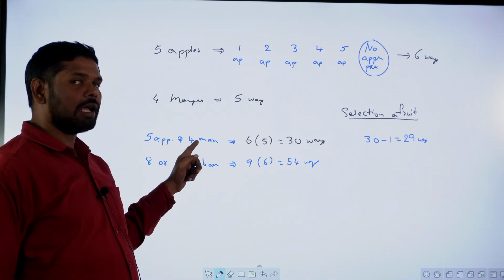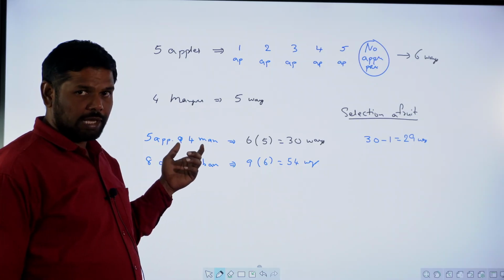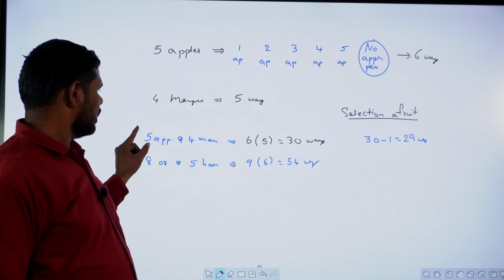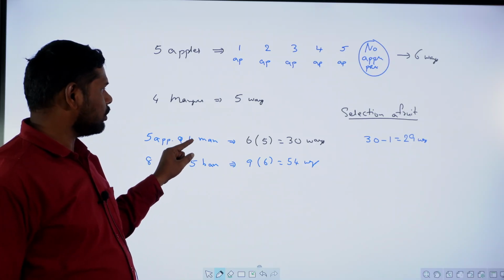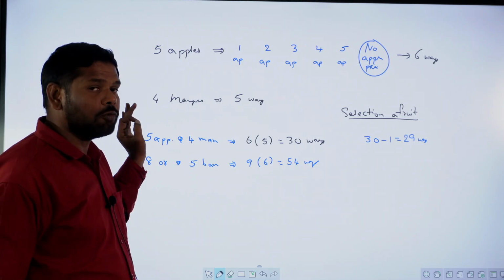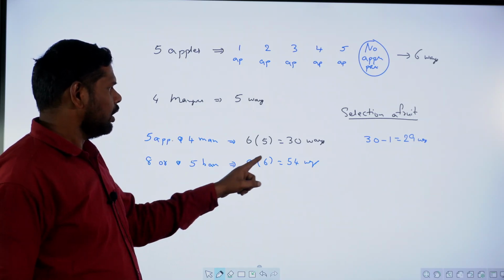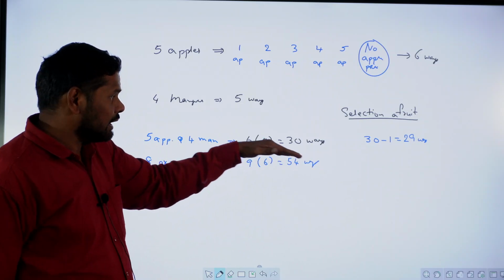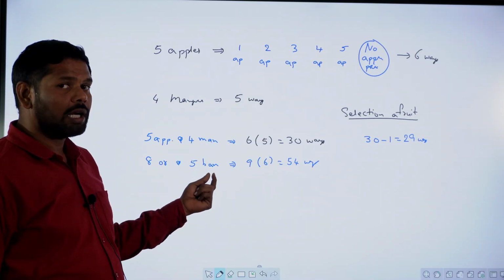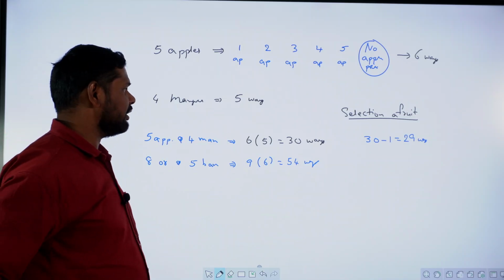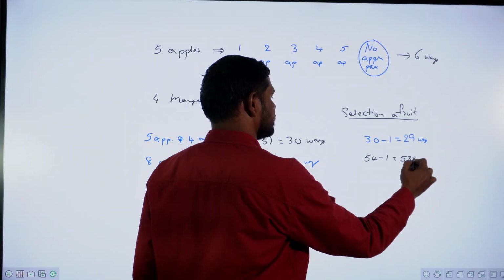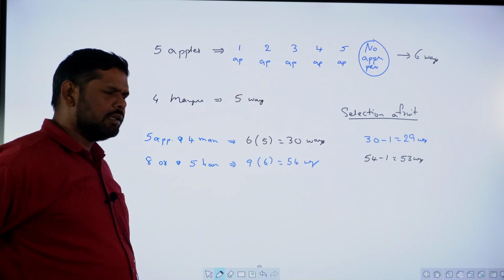Suppose zero apples, one mango means I select one fruit actually. If zero mangoes, one apple means in that case also I select one fruit. But zero apples and zero mangoes is the only one way where we are not going to select any fruit out of the basket. That's why total 30 minus 1, 29. Similarly, in the second case, selection of fruit out of 8 oranges and 5 bananas present in a basket is how many ways? 54 minus 1, 53 ways.